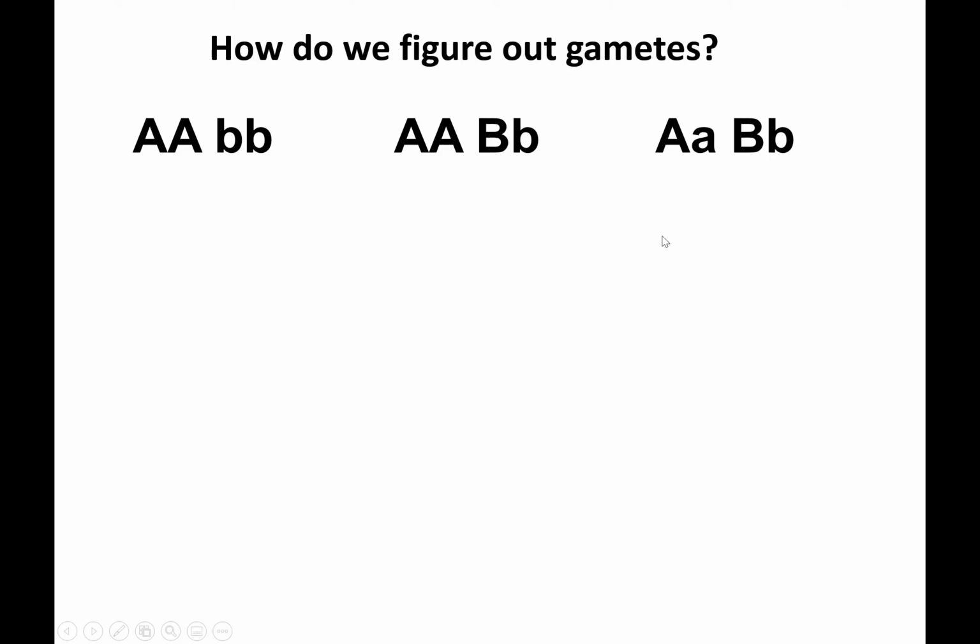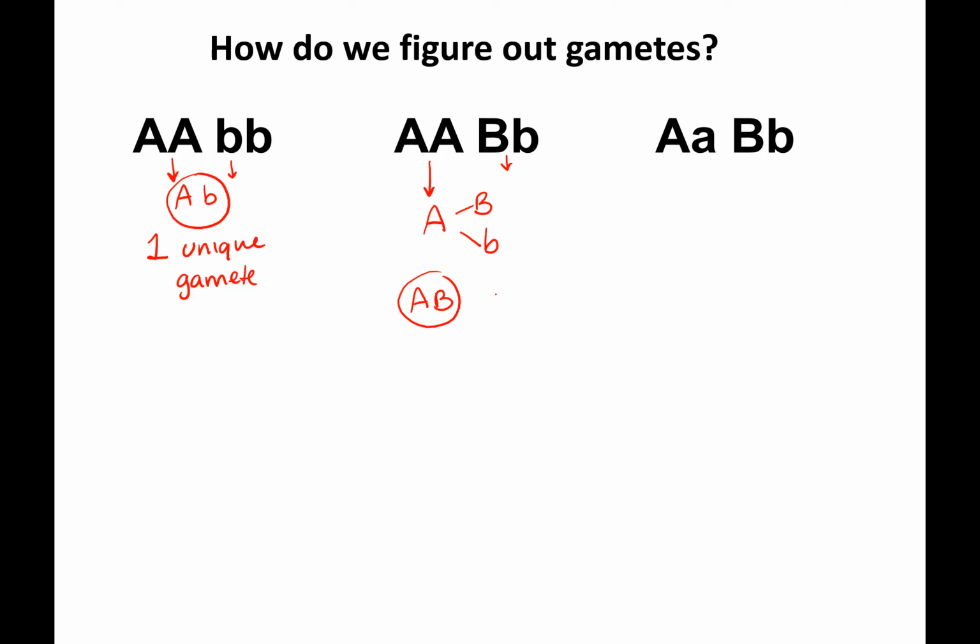So, first one's easy. This guy can contribute an A, and this gene can contribute a B. So there's only one unique gamete. Again, this allele pair can contribute a big A, this allele pair could contribute a big B or a little b. So our unique gametes are big A, big B, and big A, little b.